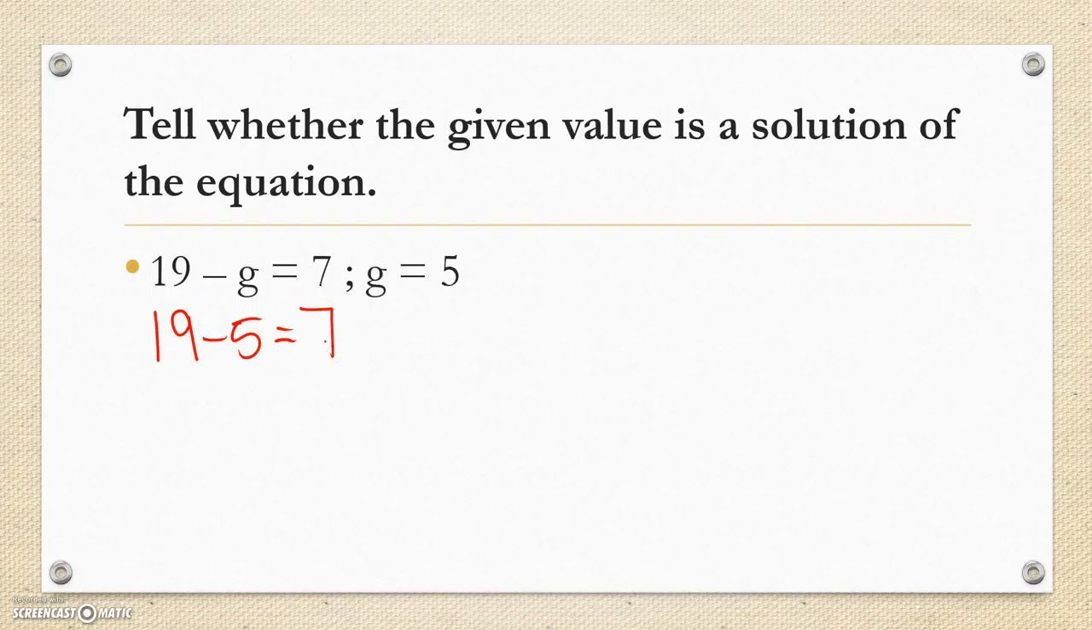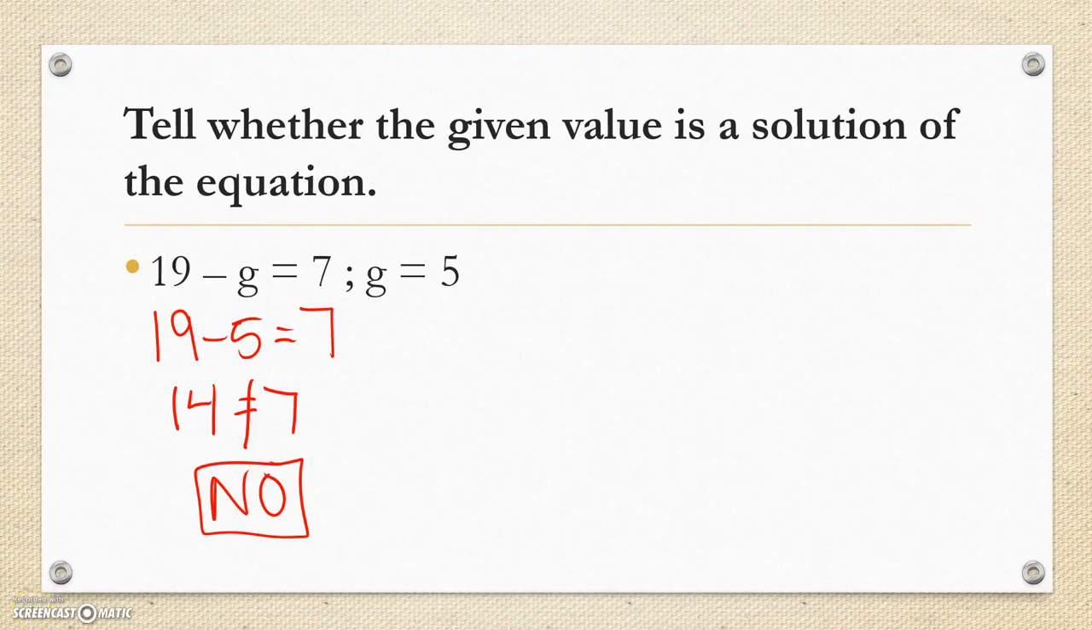And we're going to now find the difference of 19 and 5 on the left side of our equation. And when we do that, we take 5 away from 19. We should get 14 equals 7, which we should know is not true. So we're going to put a slash through the equal sign, which means not equal to. So I could leave my answer like this, or I can write no. But either way, g equaling 5 is not a solution to this equation.